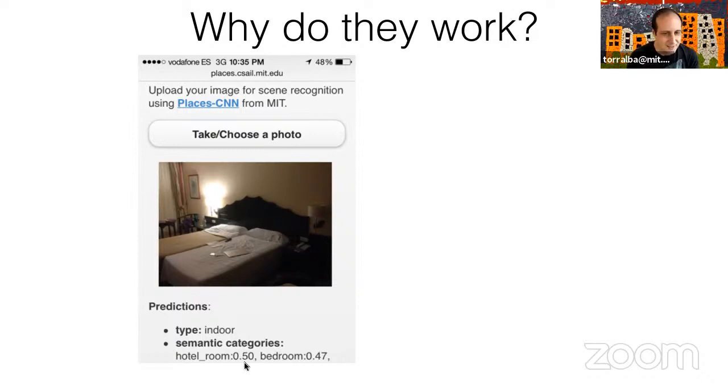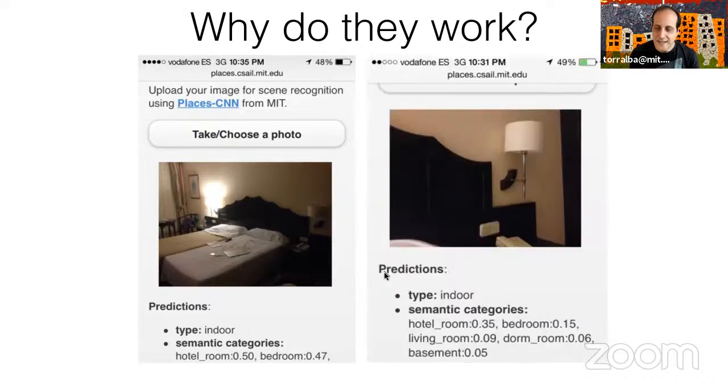And it says hotel room. And it also says bedroom, but most likely a hotel room. And then I took this picture, and it also says hotel room. And this was really intriguing, because this is really not a nice picture. Even the bed is not visible. The only thing that is visible here is this lamp. When you look at this lamp, it really doesn't look like the lamp that one has at home. So maybe that's what tells you this is a hotel room.